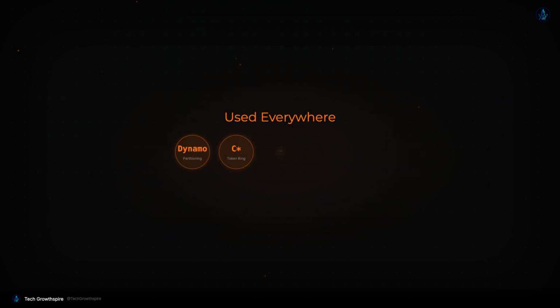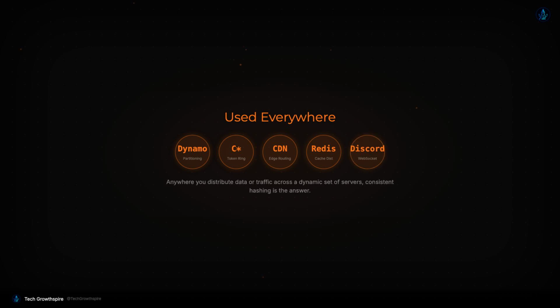Consistent hashing is used in practice everywhere in distributed systems. Amazon DynamoDB uses it to partition data across storage nodes. Apache Cassandra uses it as its primary data distribution mechanism. Each node owns a token range on the ring. Akamai's content delivery network uses it to route requests to edge servers. Memcached and Redis clusters use it for cache distribution. Discord uses it to route users to the correct WebSocket server. Load balancers use it for sticky sessions. The same client always hits the same backend. Anywhere you need to distribute data or traffic across a dynamic set of servers, consistent hashing is likely the answer.